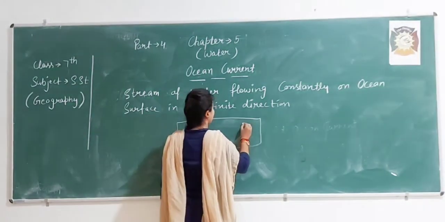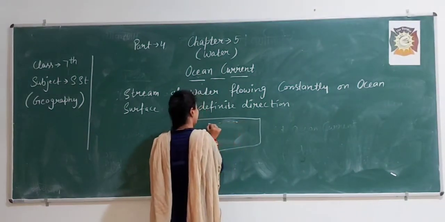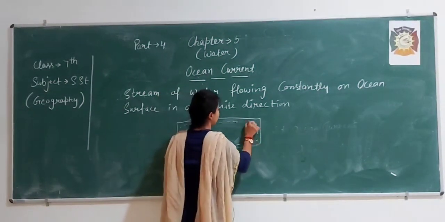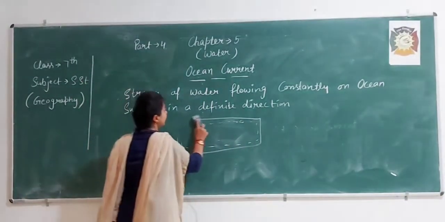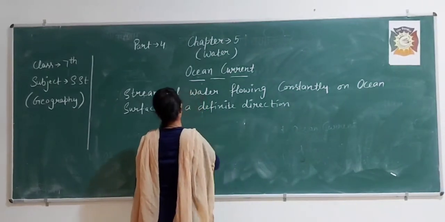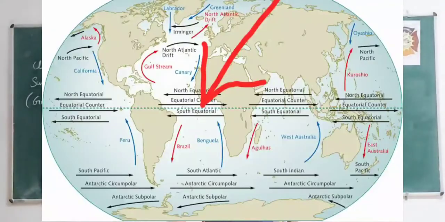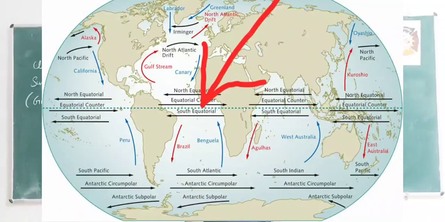For example, here is a point and from there water will start to move and then again it will reach that point, that is called ocean current. Okay, in this diagram we can see how ocean currents move. The current originated from South Equatorial moved to Brazil, South Atlantic and Benguela, and then again reached the South Equatorial. So in this way ocean currents move.